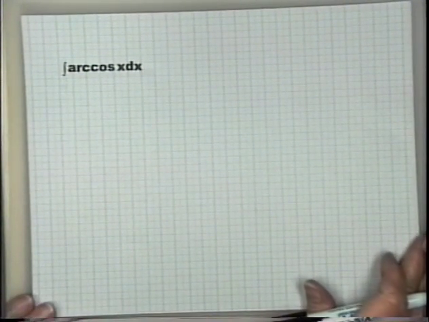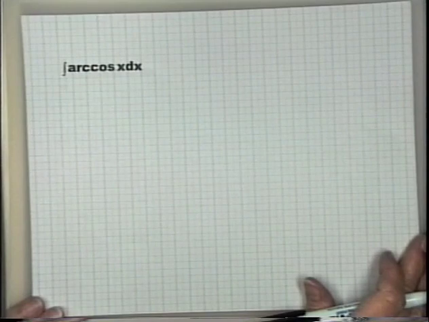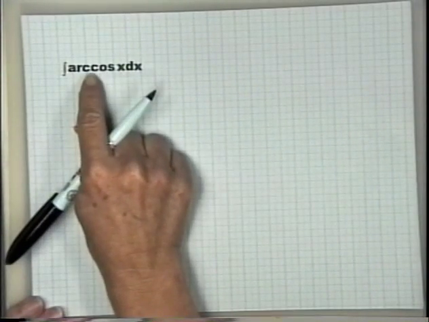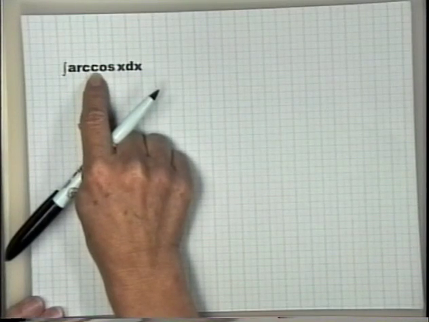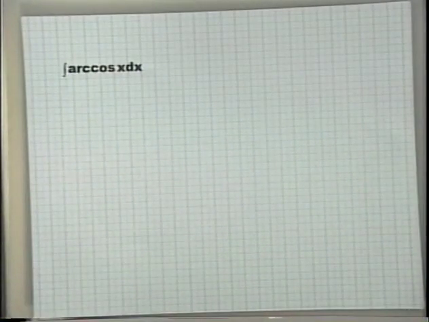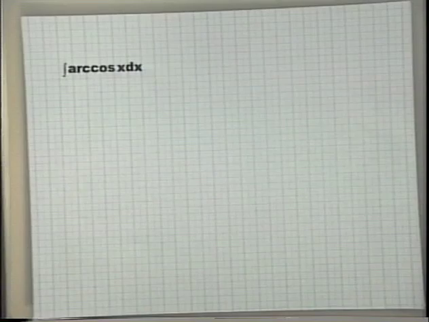Okay, we have the integral of arc cosine x dx. We have never had a formula to find the antiderivative of an inverse trig function. We do know how to take the derivative of an inverse trig function. I might review for you the formulas that we use.